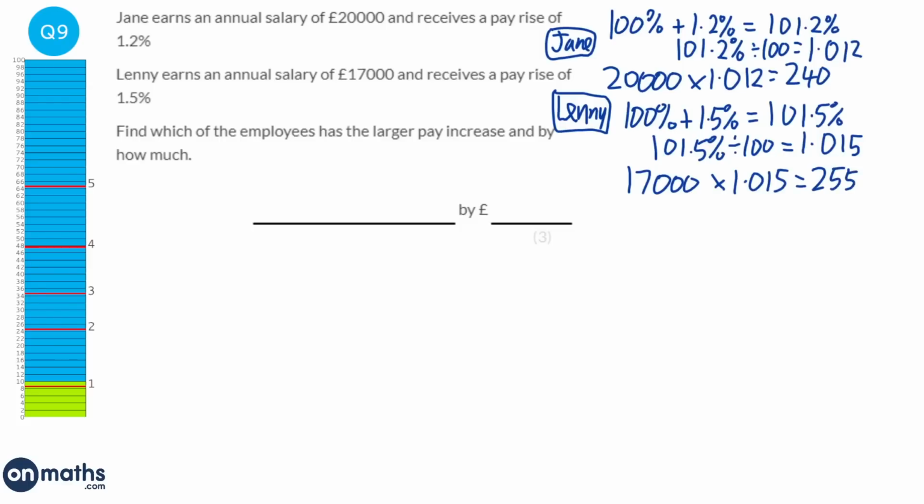So it says which of the employees has a larger pay increase and by how much. So the answer will be Lenny, and it's by £15, because that's the difference between these.